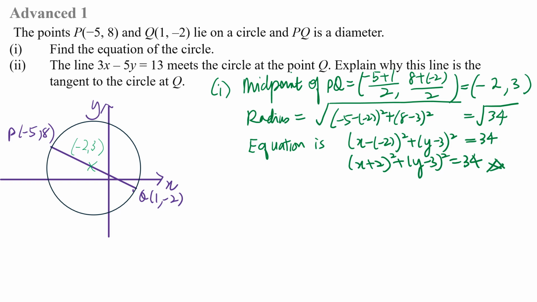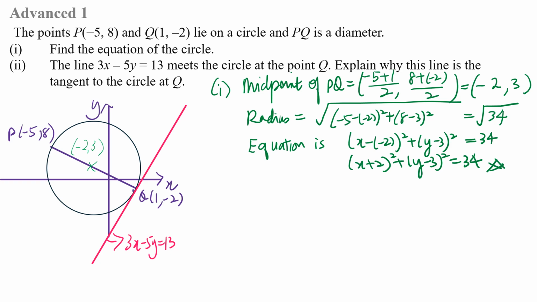Right, the second part is the one that is considered advanced, because you need to explain why this particular line that meets the circle at point Q is a tangent line. So we have a line that meets the circle at point Q. And why is this line that is colored red a tangent line? So this brings you to the basic concepts on the connection, the relationship between your tangent line and the radius.